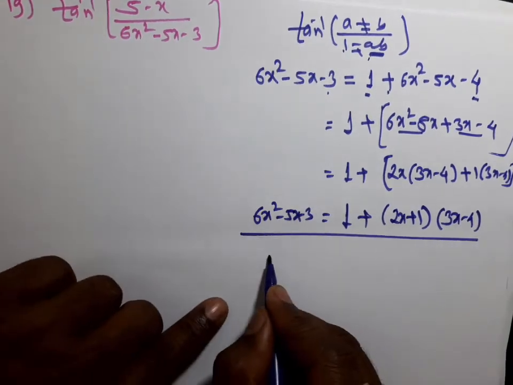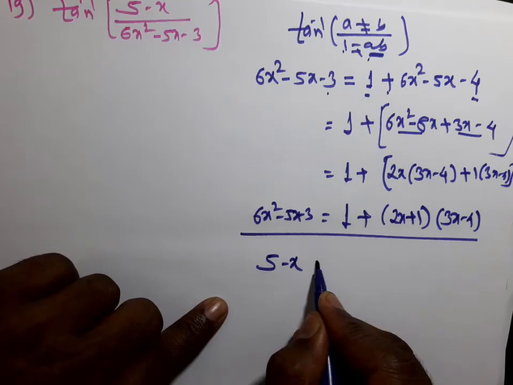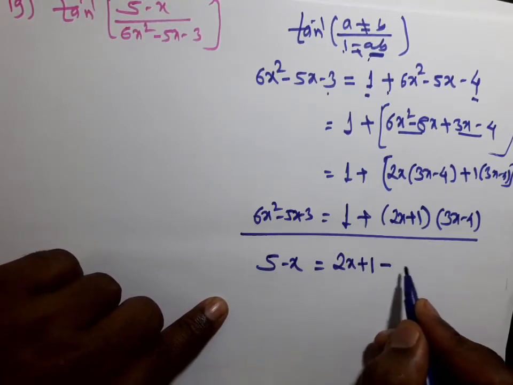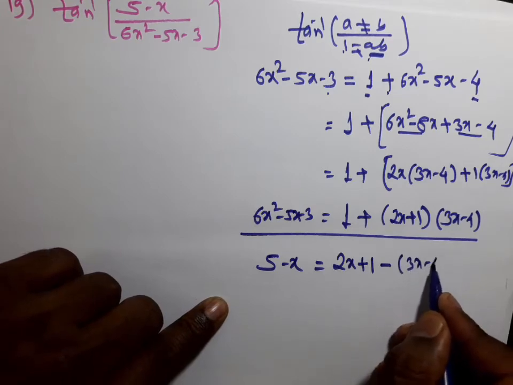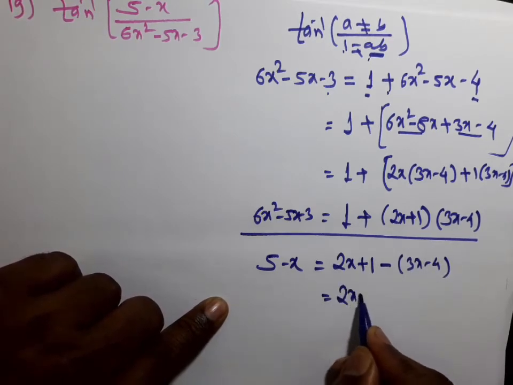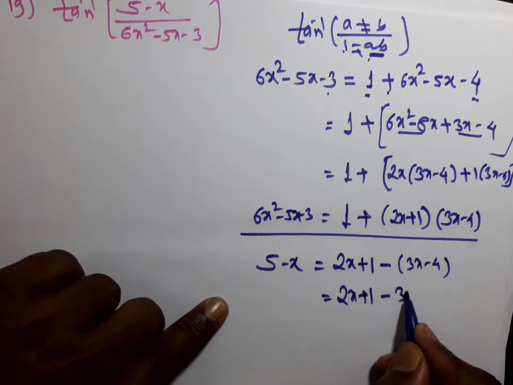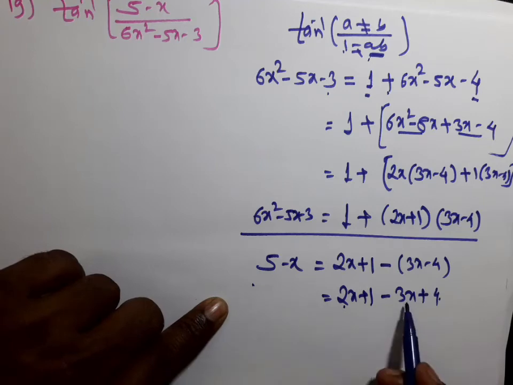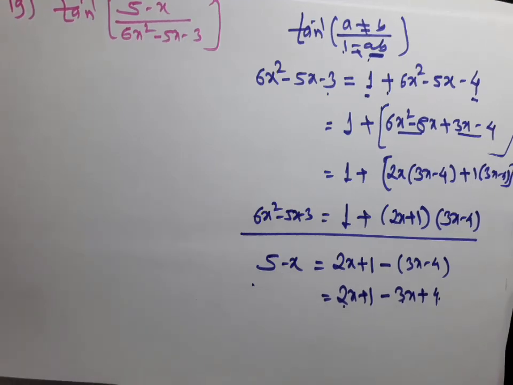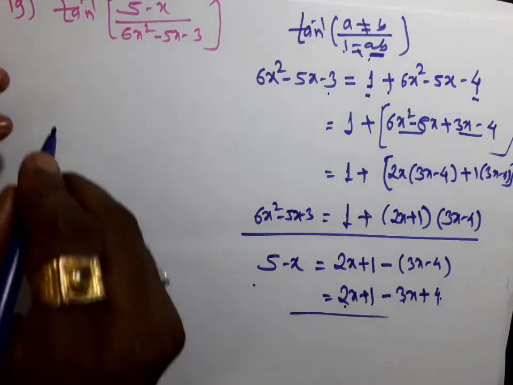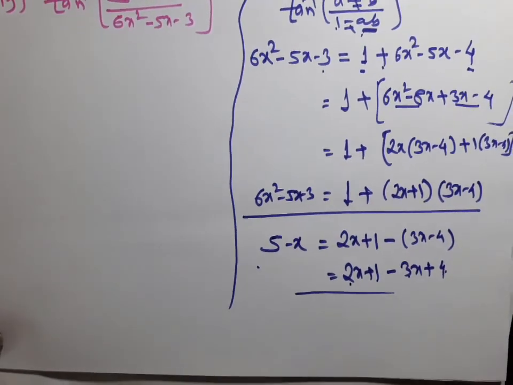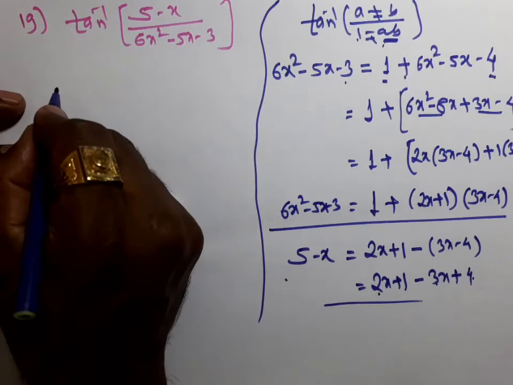Now the numerator will be 5 minus x, that is (2x plus 1) minus (3x minus 4). That is 2x plus 1 minus 3x plus 4. So 1 plus 4 is 5, minus 3 plus 2 is minus 1. Got it? So this I am going to write here. This is necessary. If you understood this, then it will be simple.